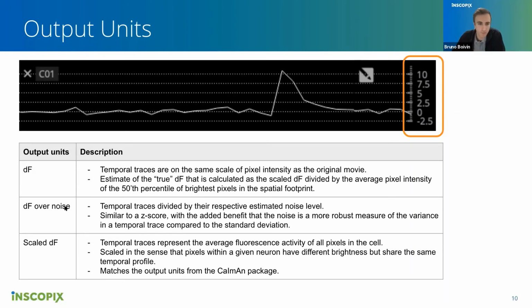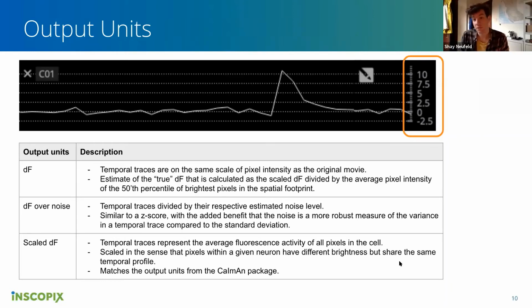And then the last output unit that we're offering is called scaled DF. This is probably the output unit that you are most familiar with. It matches the output units that you get from the Python open source implementation called CaImAn, the CaImAn package. It represents the average fluorescence of all the pixels in your cell. We're calling it scaled DF because we're basically taking the average of different pixels in the ROIs that have different brightness, but overall share the same temporal profile.